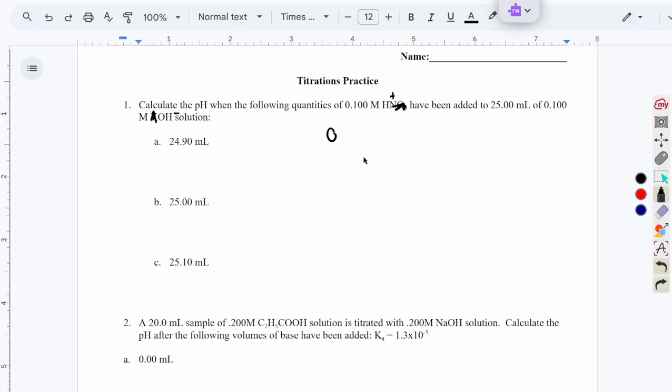Not off to a great start here. Let me rearrange myself. Okay.